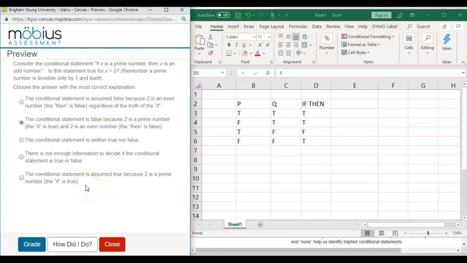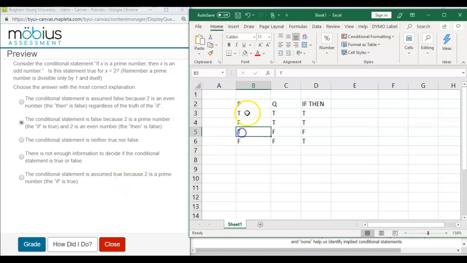The next one, the conditional statement is assumed to be true because 2 is a prime number. 2 is a prime number. That was true. The if is true, but it doesn't say anything about the conclusion. And if you'll see this truth table over here, we have a truth and a truth. There's 2 options, and they have 2 answers here, and you can't decide between those by just looking at the truth of the assumption. We have to know the truth value of the conclusion so that I can know if the entire conditional statement is true or false. So in this case, this one is the only one that matches, and we can check here.